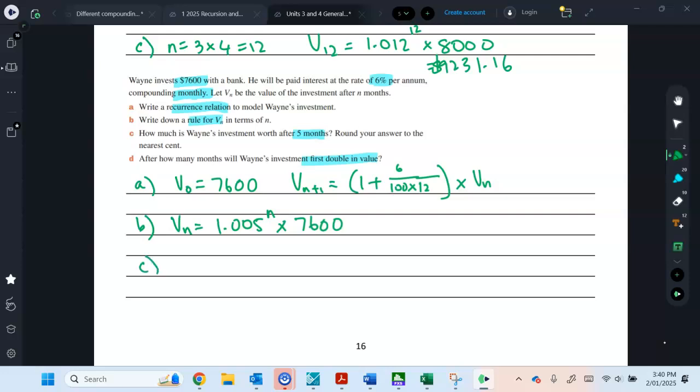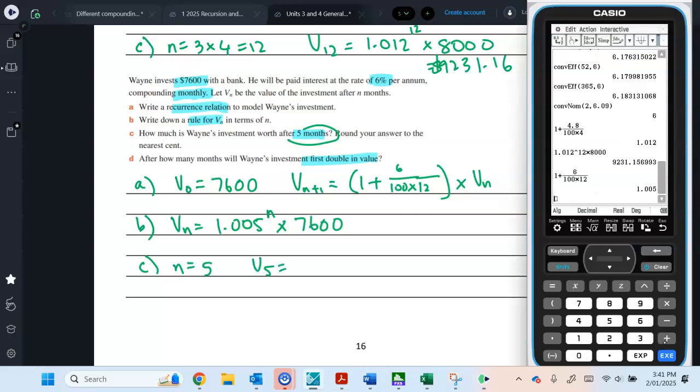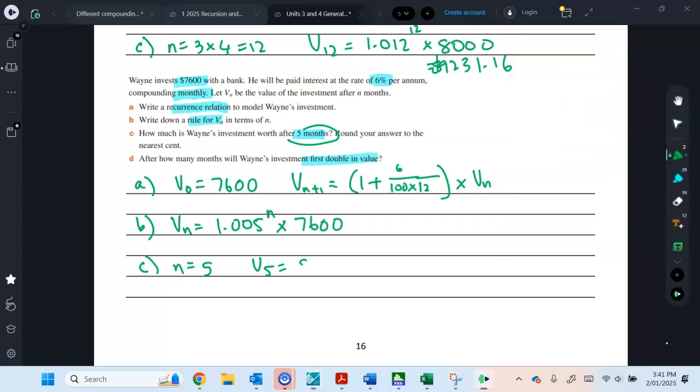All right, so for part C, 5 months. So n is equal to 5. It hasn't even gone past years. It hasn't told us years, so n is just equal to 5. So V5, and I'm just going to put that straight into the calculator. It's not a show that question, so I can just pop it in: 1.005 to the power of 5 times 7600, 7791.91.